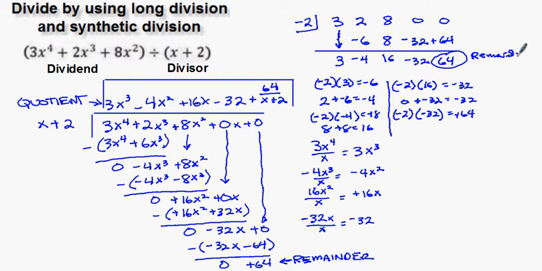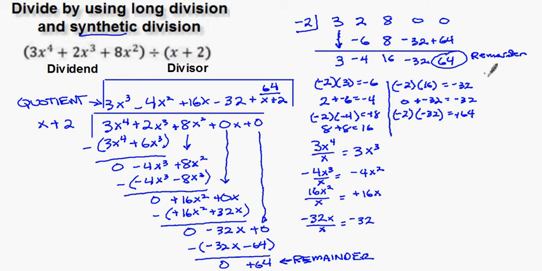Now, if you look at our quotient in our original problem, you'll notice it's 3x cubed minus 4x squared plus 16x minus 32 plus 64 over x plus 2. And these are the exact coefficients that I have right here. So whenever you're doing synthetic division, if your dividend is to the 4th power, your quotient, the answer, is going to be to the 3rd power. If your dividend is the 2nd power, your quotient will be to the 1st power. So your quotient will always be 1 power less than your dividend.